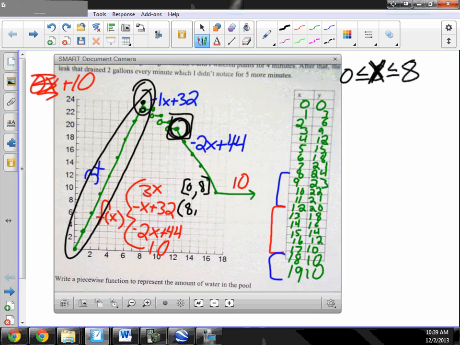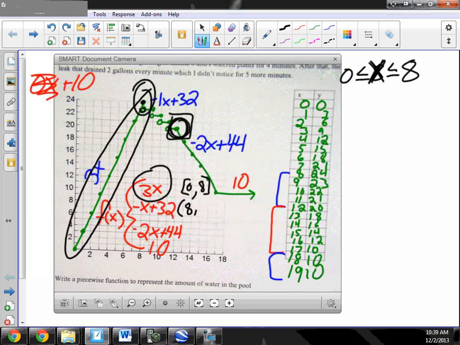Are we confused? How many of you don't get what's going on right here? Okay, Robbie, where are you confused? Well, do you understand how we got the 4 functions? Right? Do you understand the 0, 8 in the first function? Okay, so we want to know for what minutes does this 3x function exist?